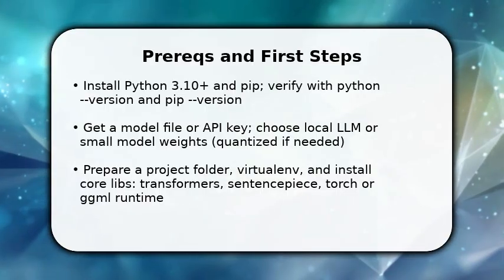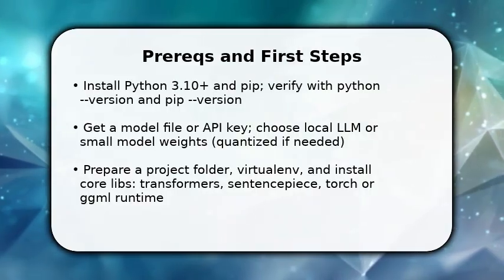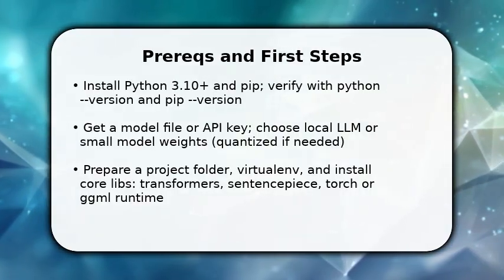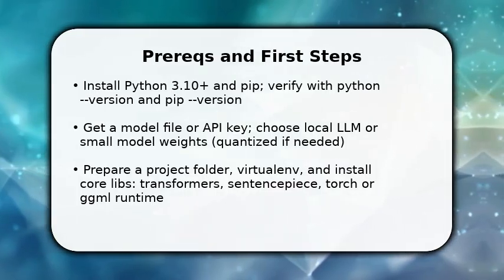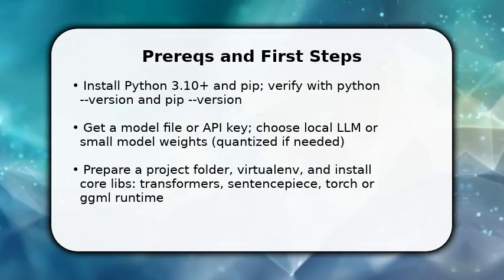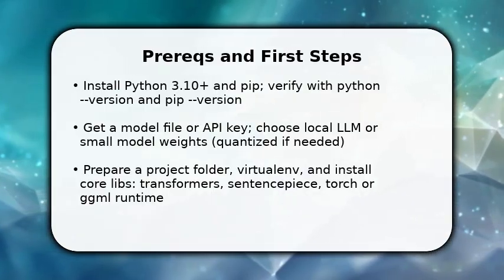You start by confirming essentials. Python 3.10 plus and pip are installed so package installs work reliably. Next, choose whether to run a local LLM or use an API. Local needs model weights, ideally quantized for RAM.